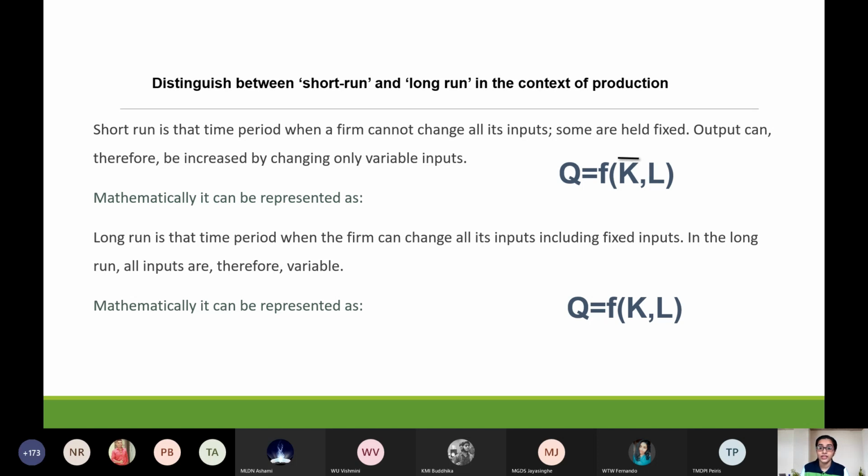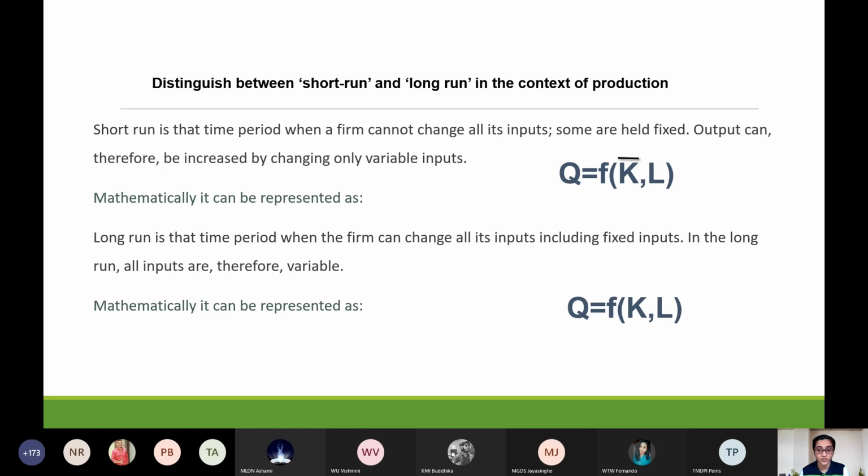Right? So the long run is that time period when the firm can change all its inputs, including fixed inputs. They can change these inputs, including fixed inputs. And in the long run, all inputs are therefore variable inputs. So mathematically it can be represented as the function of K and L. No constant or fixed stuff.